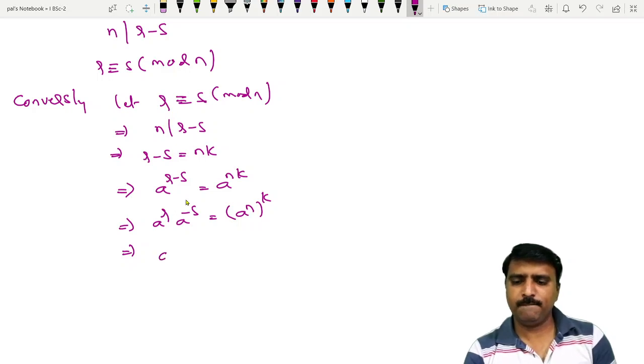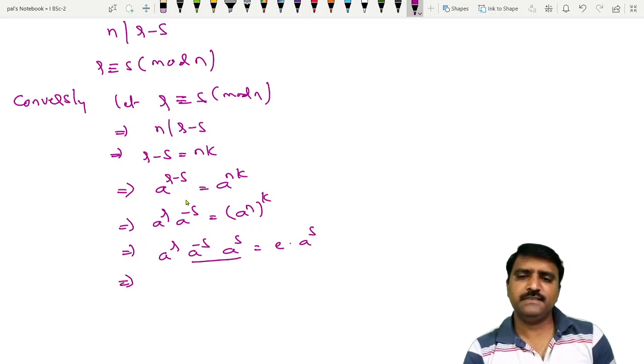Which implies that A to the power of R into A to the power of minus S. On both sides you operate with A to the power of S, which is equal to, this becomes E. E to the power of k means E into A to the power of S, which implies that by using associative property, this becomes the inverse.